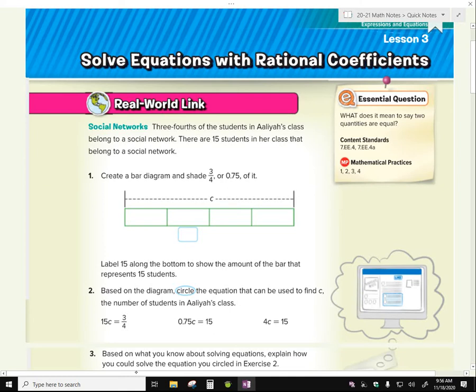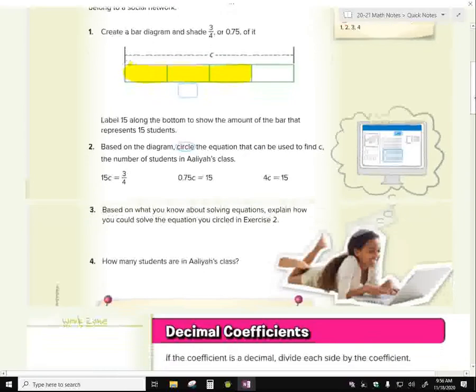Create a bar diagram and shade in 3/4 or 0.75 of it. So this one says fraction or decimal, but that's just introducing that we're going to be doing both of them today. So shade in 3/4 of that bar. Now it says, label 15 along the bottom to show the amount of the bar that represents 15 students. So my shaded in yellow part, that is 15 of the students.